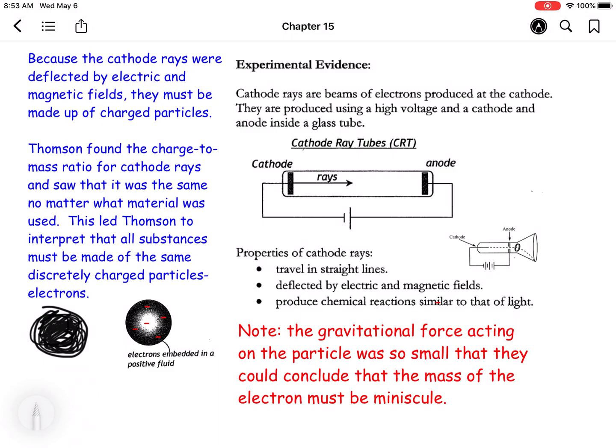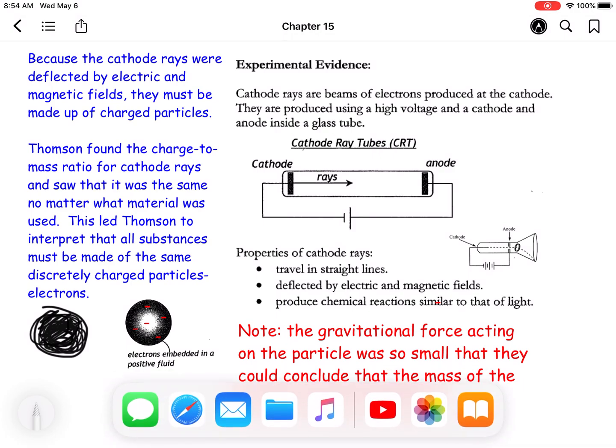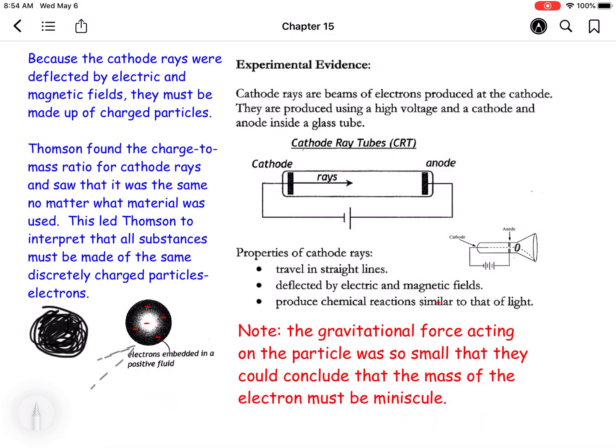On top of that, he tried a whole bunch of different elements, and they all had the same charge to mass ratio. Whatever charge was in helium was also in hydrogen, carbon, and neon. He saw that they all had the same particles, just in different amounts. And so what he said is that there are electrons embedded in the positive fluid.